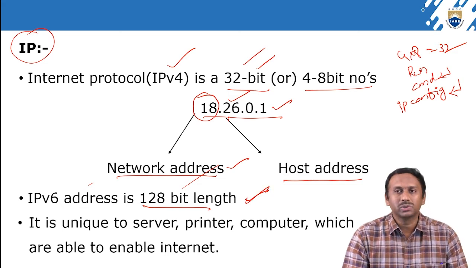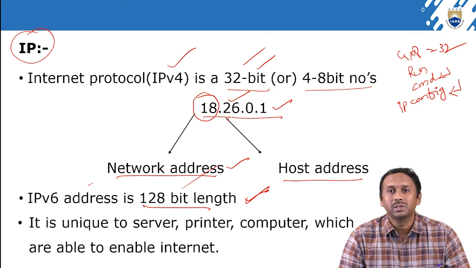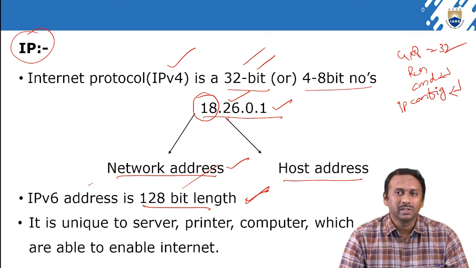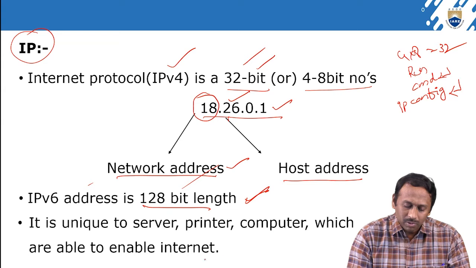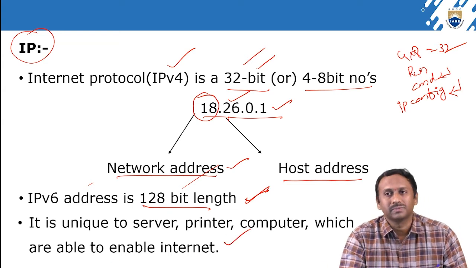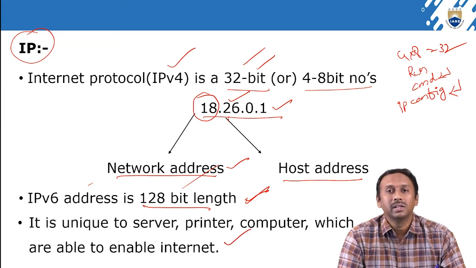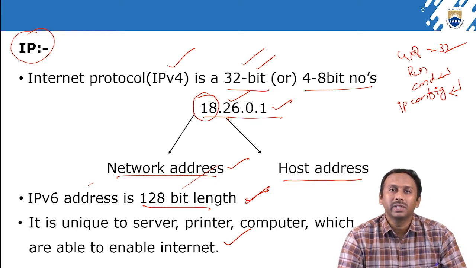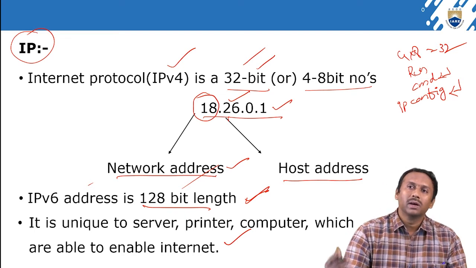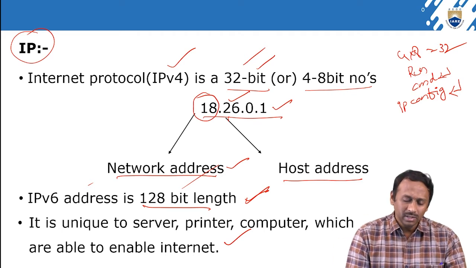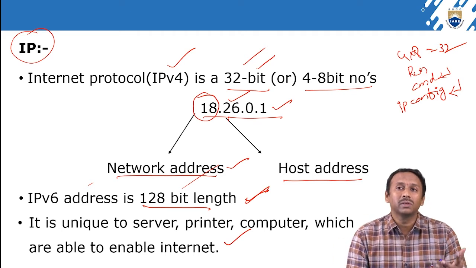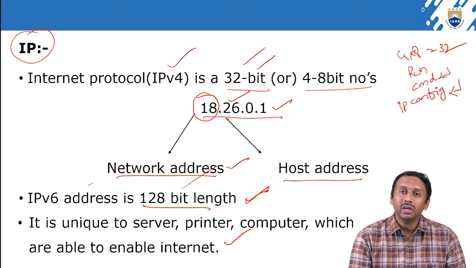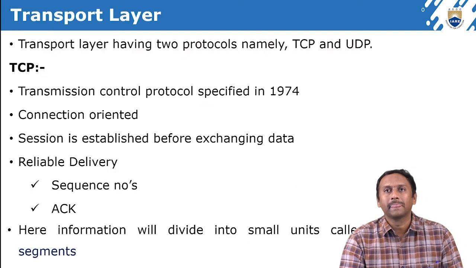And it is unique to each server, printer, or computer that is able to connect to the internet. What does it mean to be able to connect to the internet? Whichever devices are able to communicate, that means communication devices, may be a server, computer, mobile, a pager or some other. Anything that is able to connect to the internet has a unique IP address.